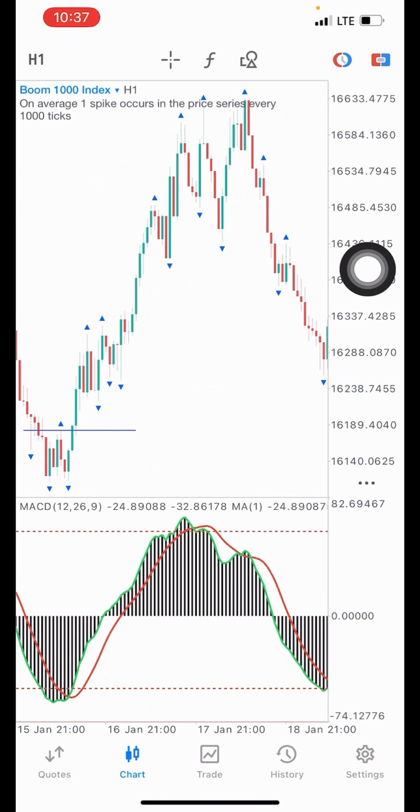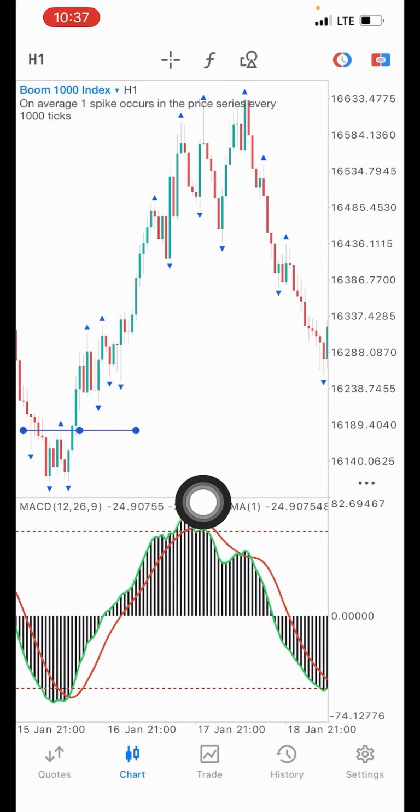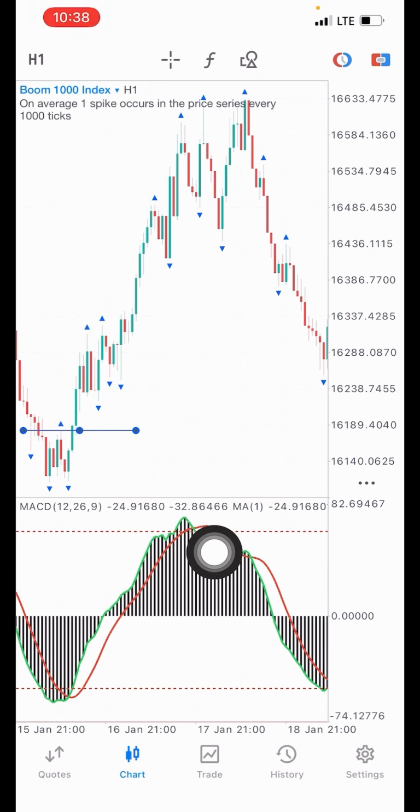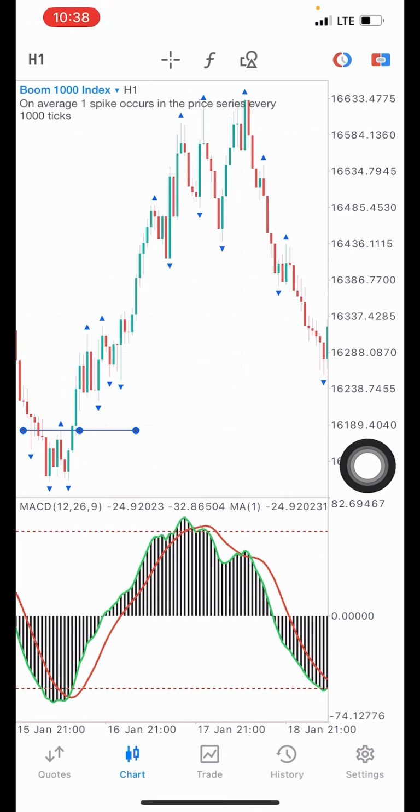Like I said, you wait for price to break the most recent structure. So for example, price has gotten to the overbought level. Now you want to be looking for a sell signal. You are going to wait for the green line here to cross below the red line. Then you want to wait for price to break the most recent structure, which is this one here.